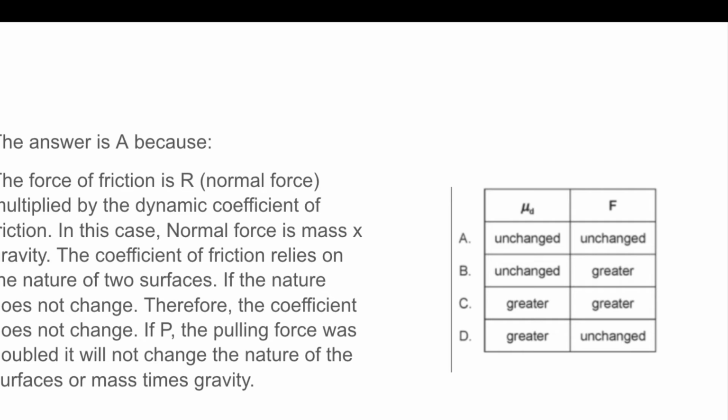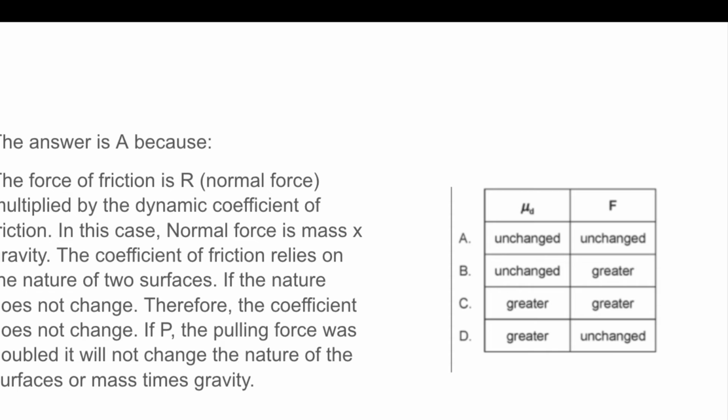And doubling the pull is not going to change mass or gravity. Therefore, the coefficient of friction is not changing and the frictional force is also not changing. The answer cannot be B because that is implying that the force of friction is changing, which is impossible because mass and gravity are staying the same.